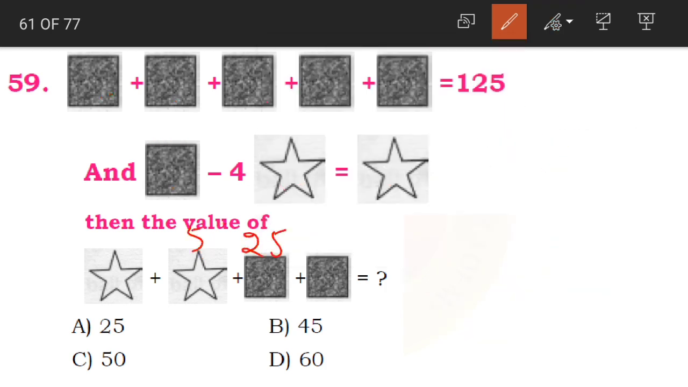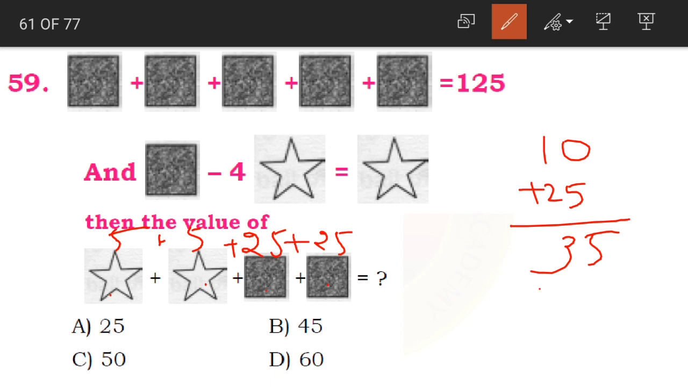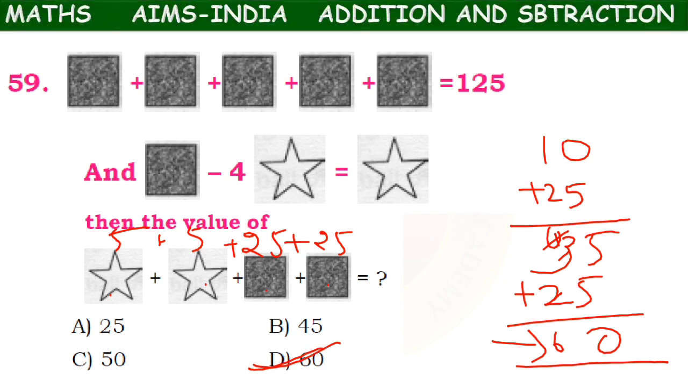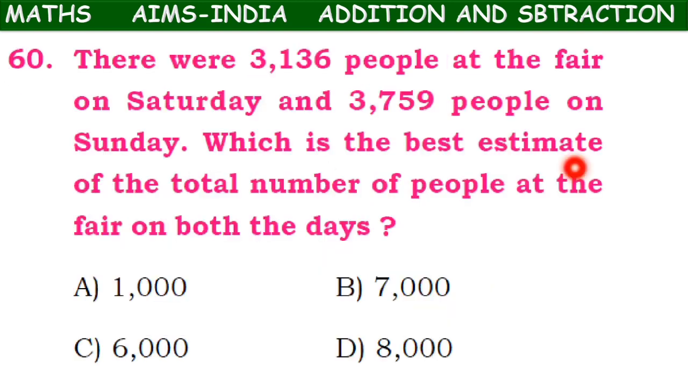Now we need to find out the value of star plus square plus square. Now what will this be? 5 plus 25, that is 30. Then 30 plus 25. 5 plus 5, 10, 1 carried, 1 plus 3, 4, 4 plus 2, 6. What is our final answer? 60, that is option D. Clear children how to solve this kind of question? Moving on to question number 60.